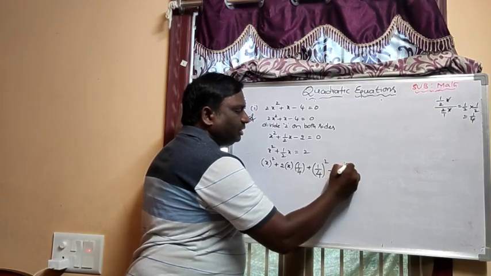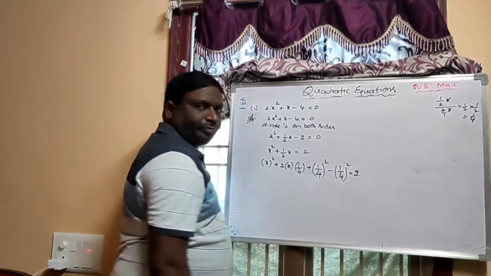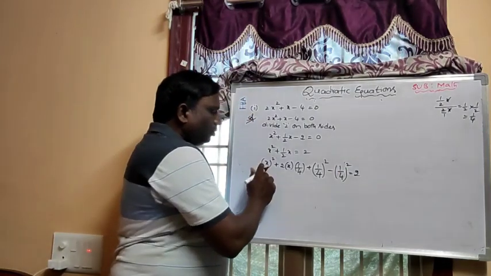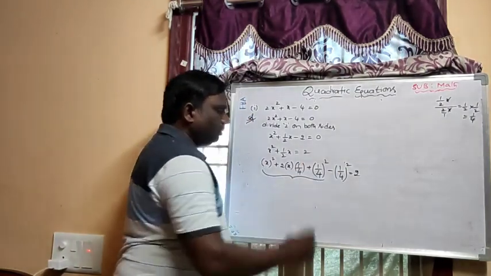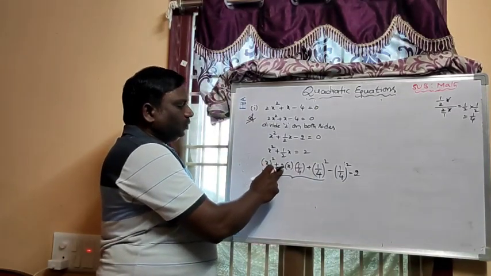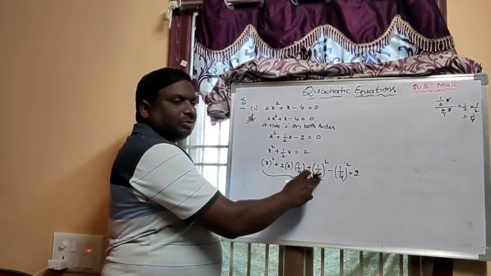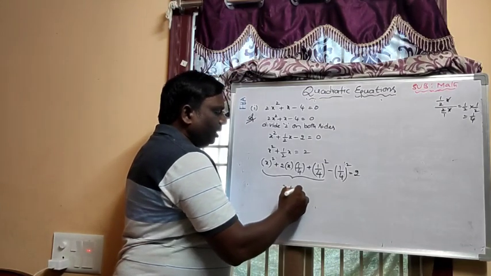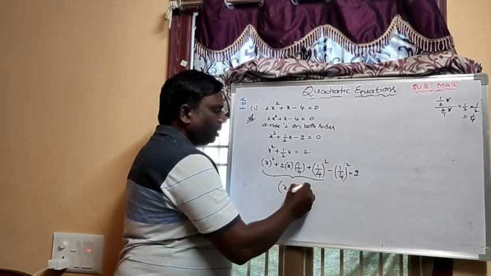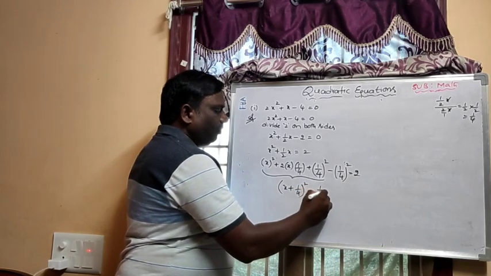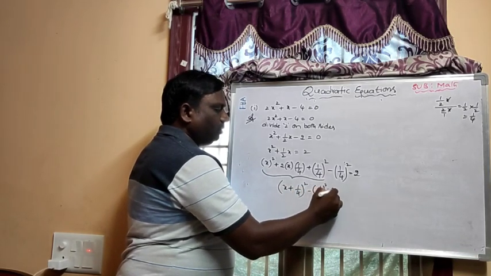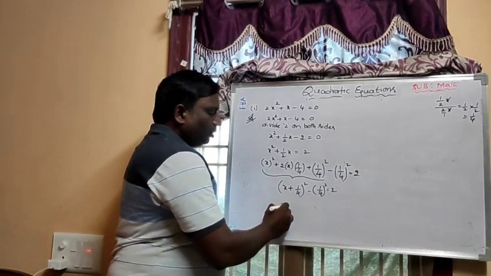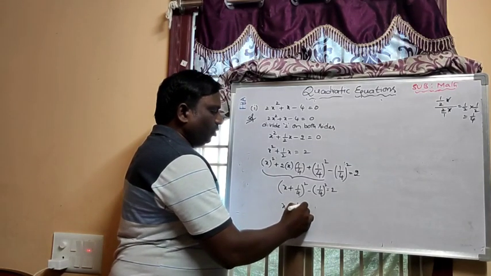Constant term as it is, you can write 2. Understand? Now till here, a square plus 2ab plus b square, that is the a plus b whole square identity. So (x + 1/4) whole square minus (1/4) whole square equal to 2. So now I am taking x plus 1 by 4 whole square.